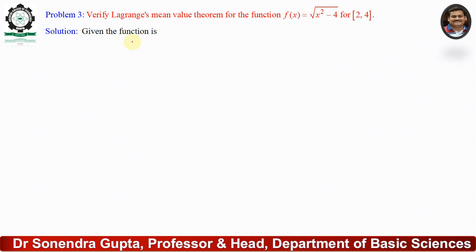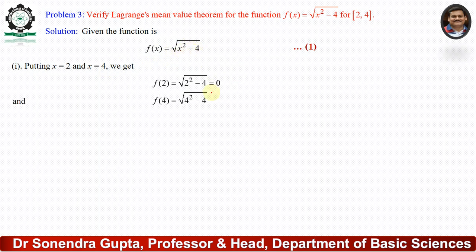Given the function f of x equal to under root x square minus 4. Now say this equation number 1. Now putting x equal to 2 and x equal to 4 in equation number 1. Putting x equal to 2, that means 2 square minus 4, that means 0. Then putting x equal to 4 in equation number 1, that means 4 square minus 4, that means 16 minus 4, that means 12, that means 2 root 3. Definitely both the values are not equal, therefore the first point of the Lagrange mean value theorem is verified.